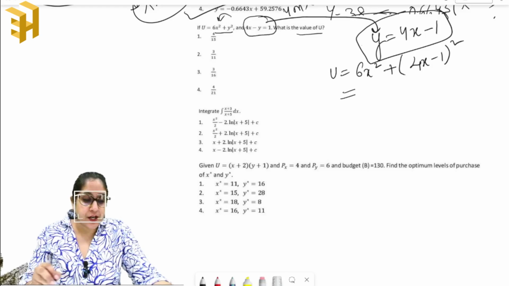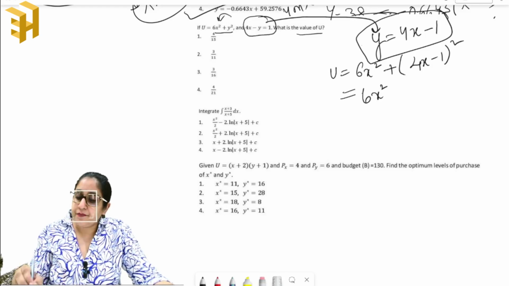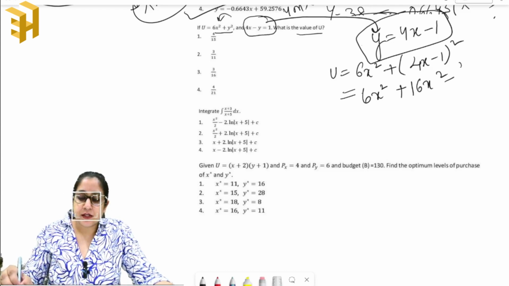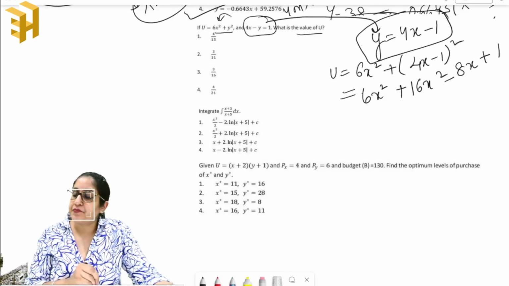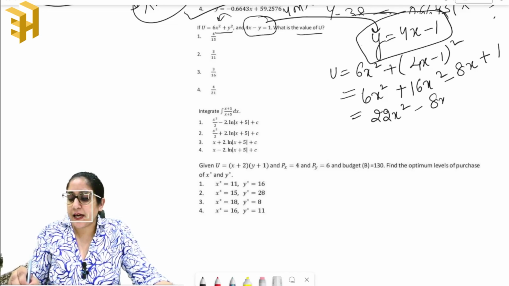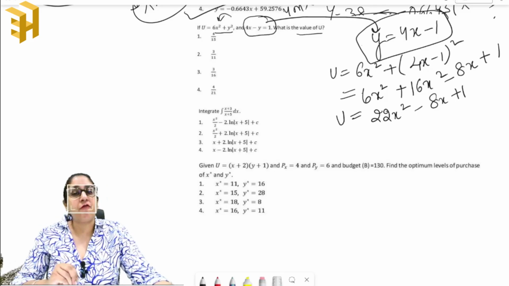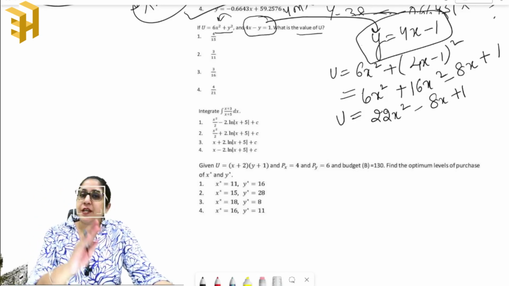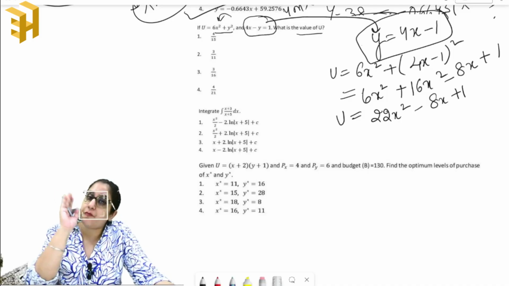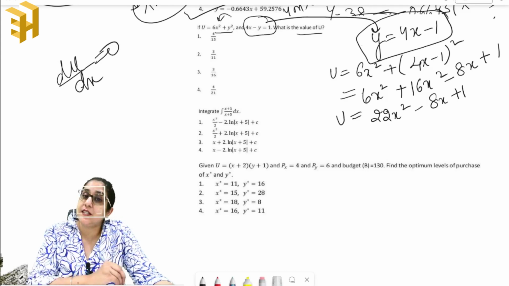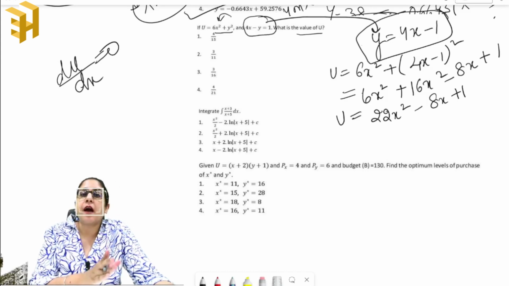Now solving this equation, we get 6x square plus 16x square minus 8x plus 1. Let's solve this. This is 22x square minus 8x plus 1. This is the equation of u that we've got. Now, the first thing you need to know is that whether it is the case of maximization or minimization, we calculate du by dx and equate it with 0. This is the same strategy that we have to adopt here.